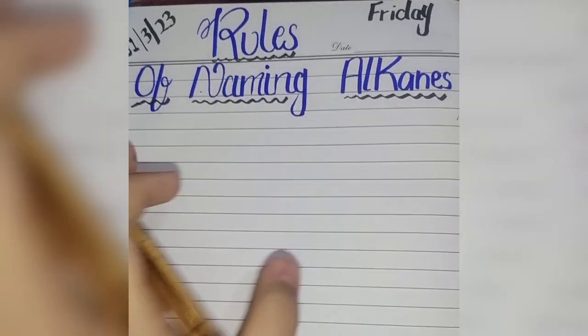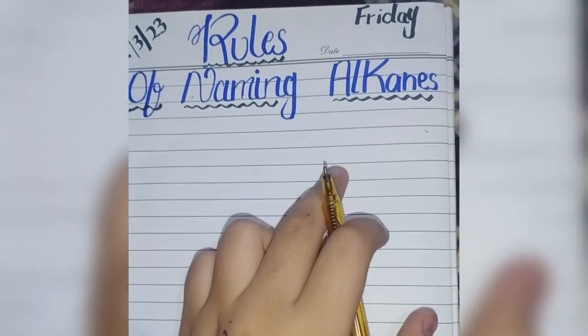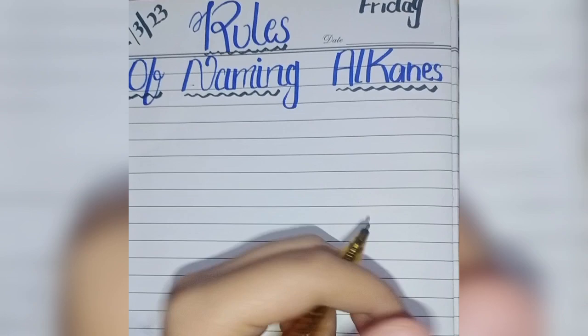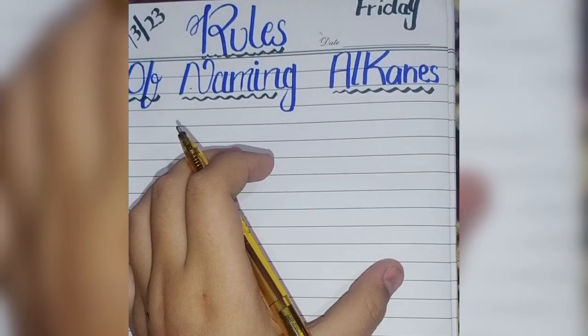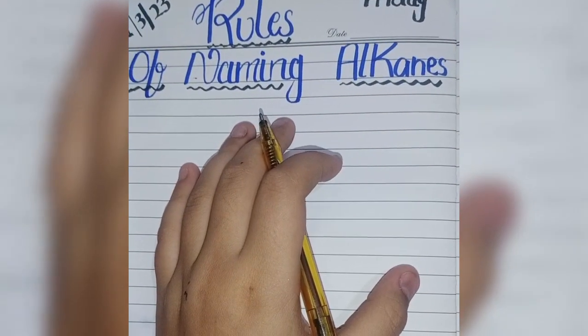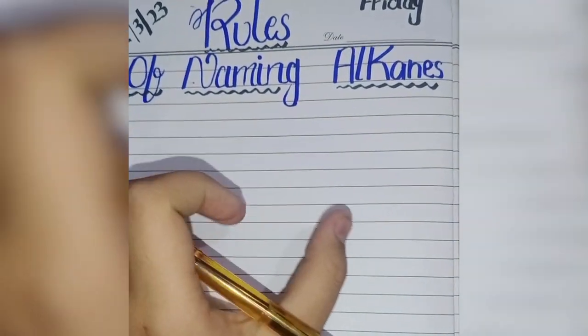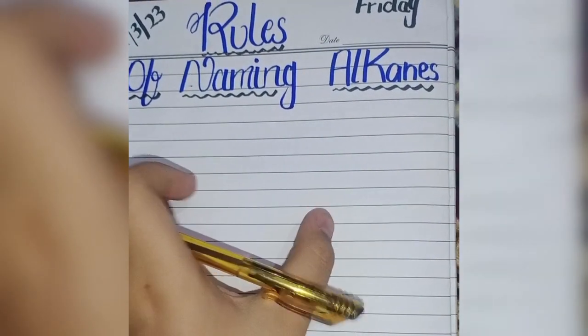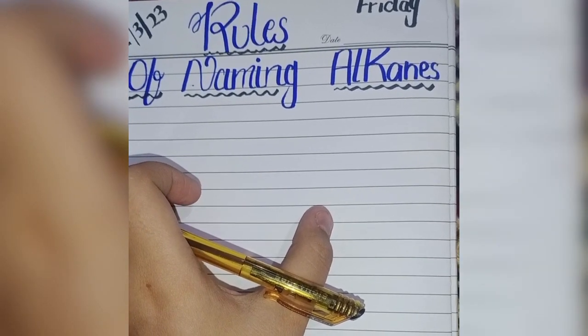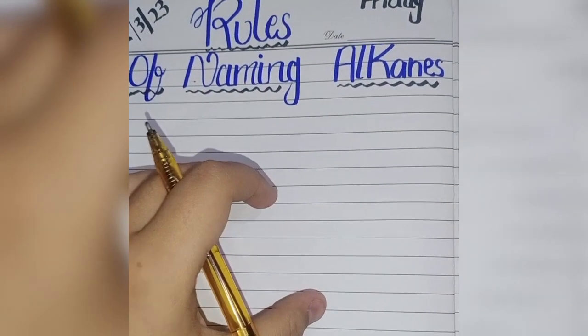Okay, so today we are going to discuss the rules of naming alkyls. We give the name so that we can determine which group it is. We are starting with the first rule: consider the parent alkyl and select the longest possible chain of carbon atoms, whether it is straight or branched.